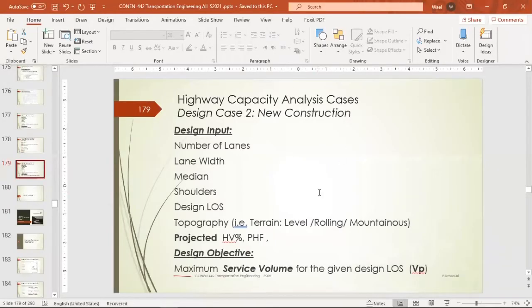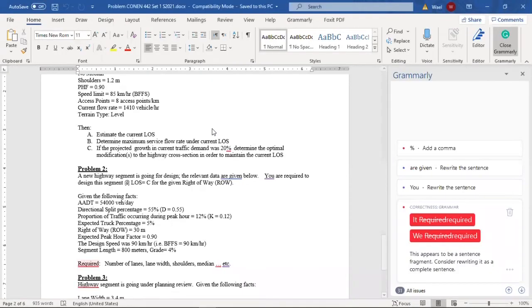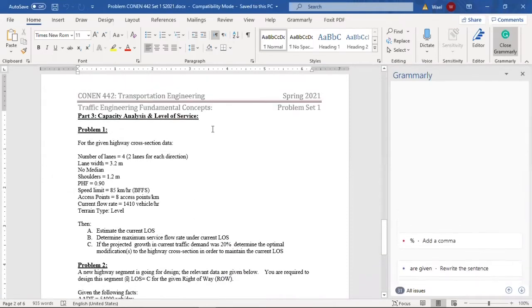Today we are going to start working on solved examples for the assessment and design. We are going to solve some examples regarding highway capacity analysis cases. We're going to work on solving problem set number 1, part 3, capacity analysis and level of service.